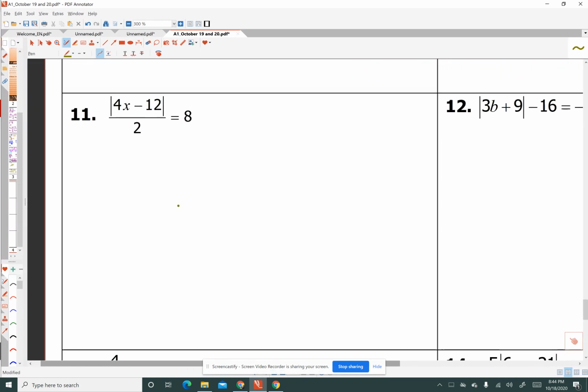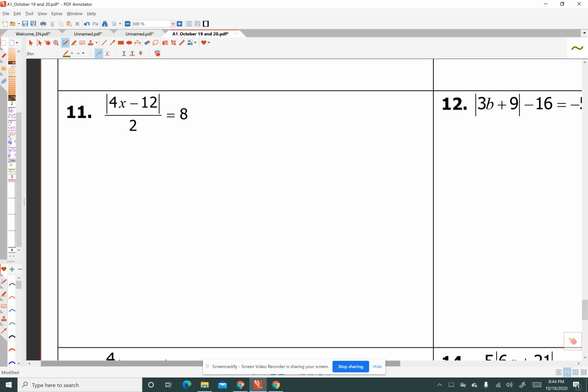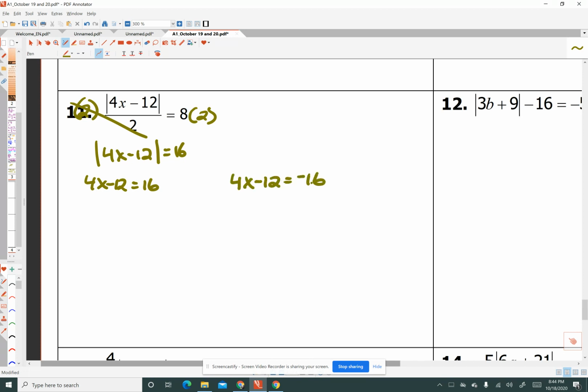Let's look at number 11. In this case, we will multiply both sides by 2. Whatever we do to the one side, we do to the other. And we will have our absolute value term isolated. And then we need to solve both of these. So we'll have 4x minus 12 equals 16. 4x minus 12 equals -16. Add 12 to both sides.